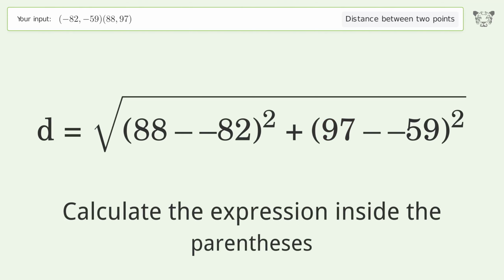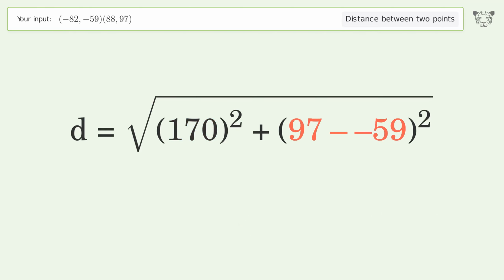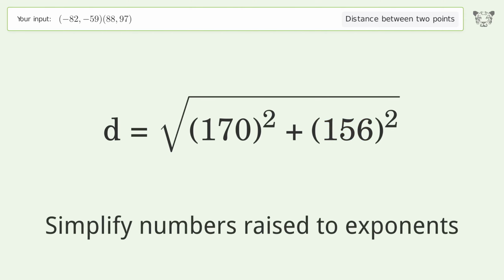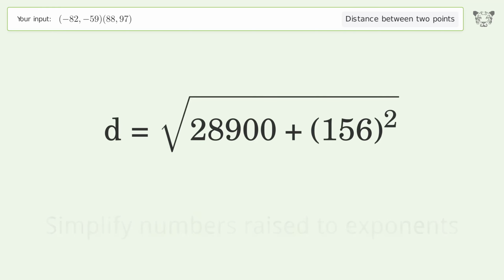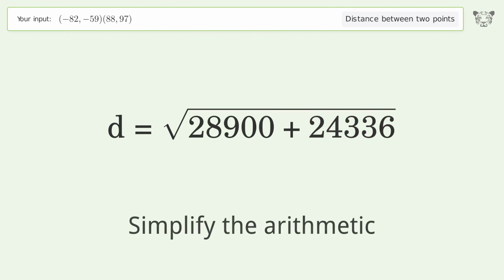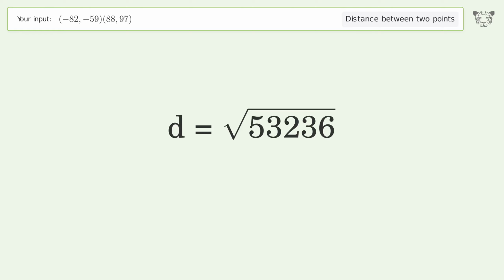Calculate the expression inside the parentheses. Simplify numbers raised to exponents. Simplify the arithmetic. And so the distance between the 2 points is the square root of 53,236, or 230.729.